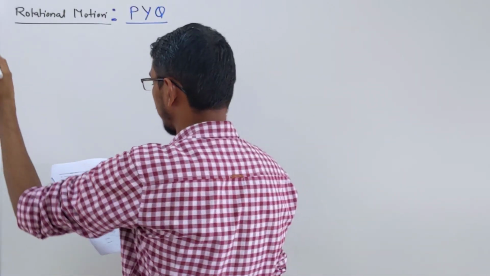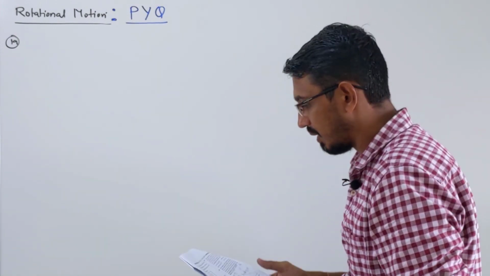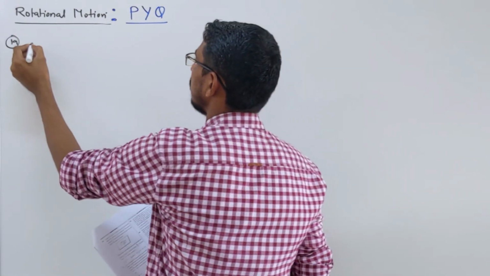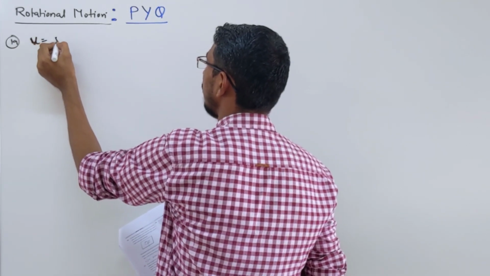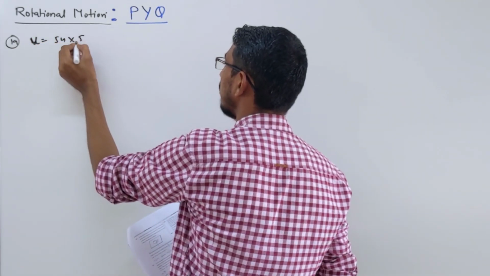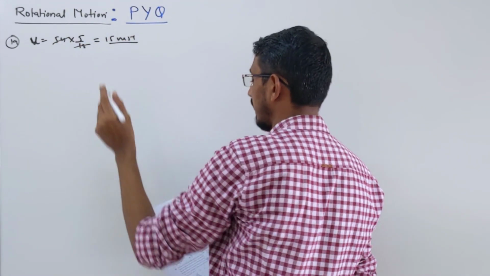Question number 19 we are doing now. It says that an automobile is moving with some given speed, 54 km an hour. So the velocity is given as u, 54. Directly I am converting it into meters per second. So this becomes 15 meters per second, right?